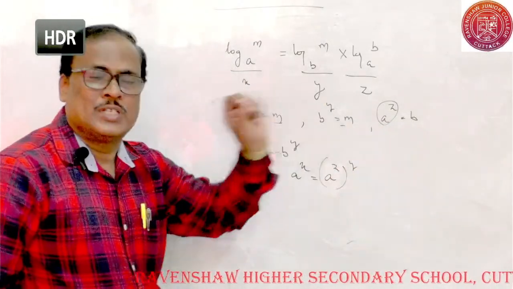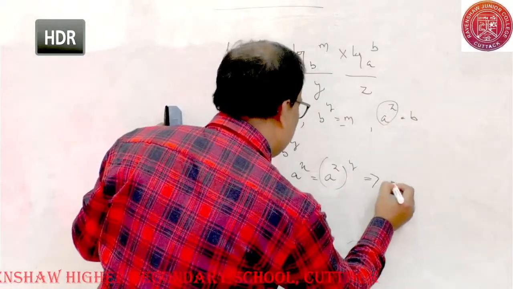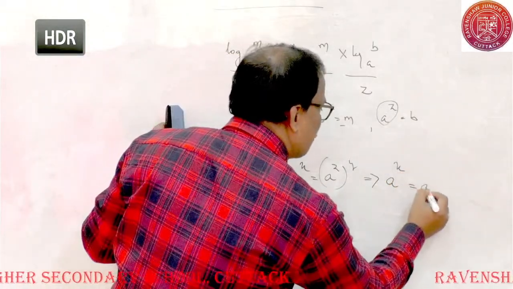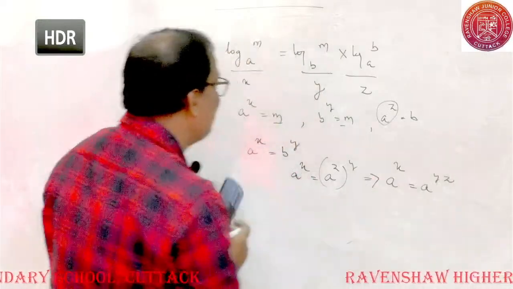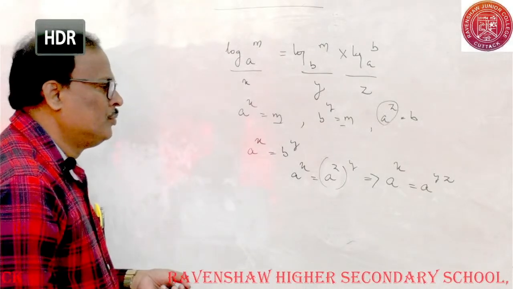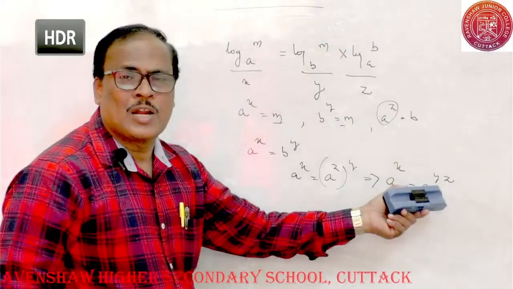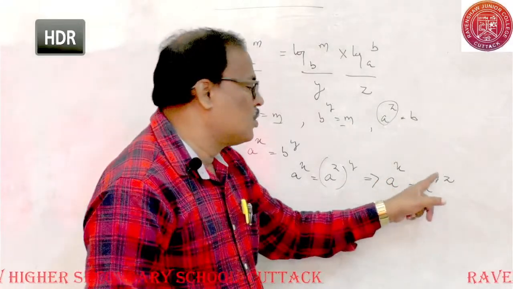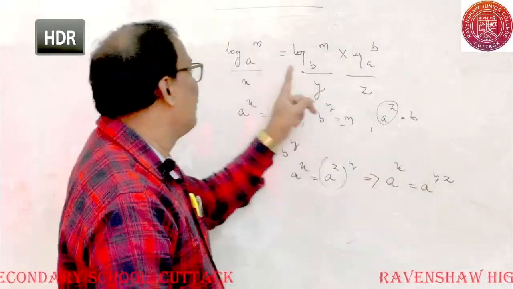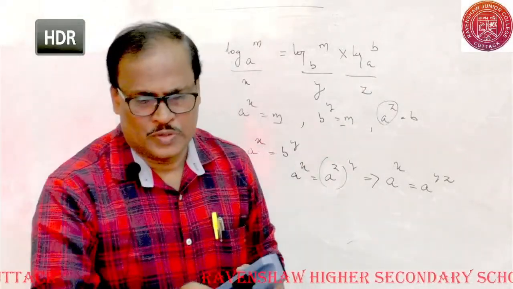This implies that a to the power x is equal to a to the power yz. Since the bases are equal, we get x is equal to yz. So x is equal to yz, which is the correction.